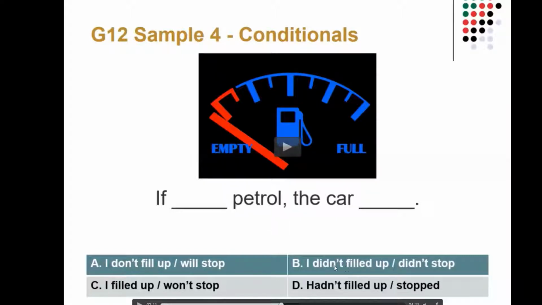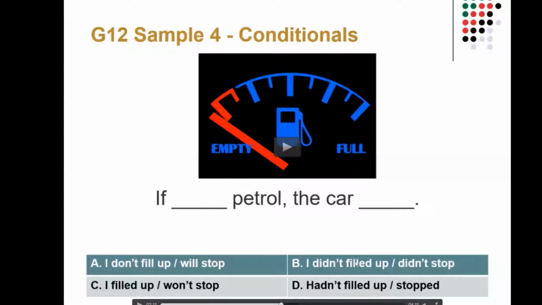Let me see B. Can you read it? If I didn't filled up, the car didn't stop. I don't use didn't and didn't. The second part should be what? Would, right? So the second part should be the car would stop. If I didn't fill up, but I don't say I didn't filled up.